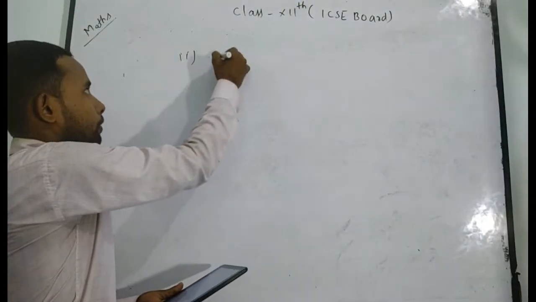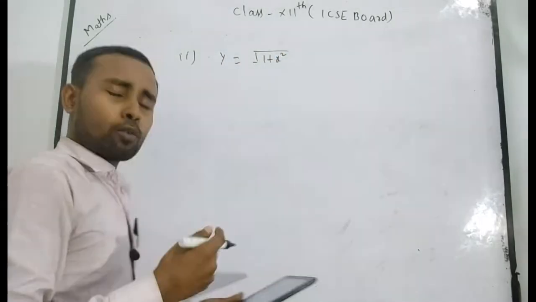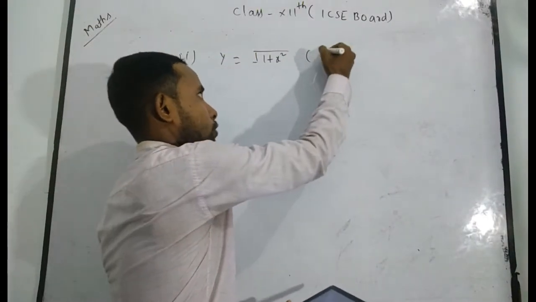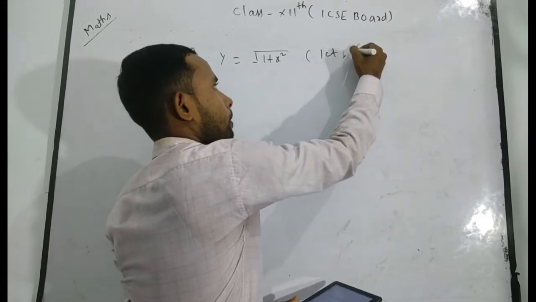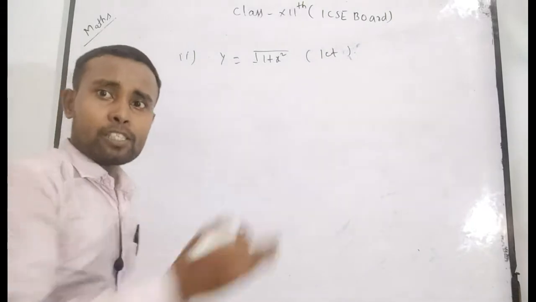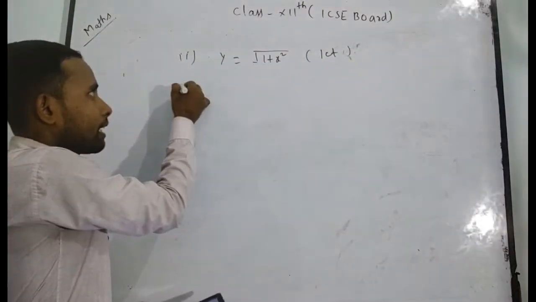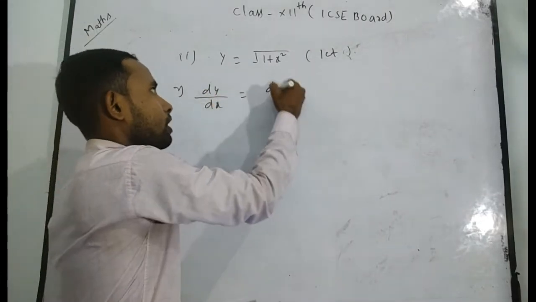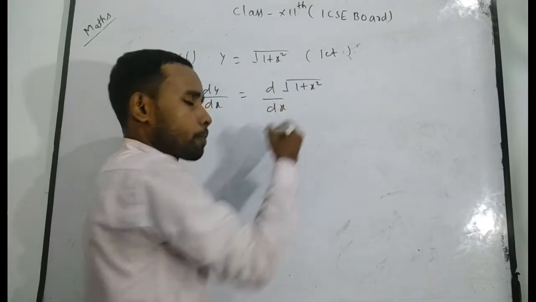Second, y is equal to root under 1 plus x square. In your problem there is no given y. I have supposed, let y be equal to root under 1 plus x square. You can suppose anything. Let. In that case, differentiating on both sides with respect to x, you will get dy by dx, which will be the derivative of root under 1 plus x square with respect to x.